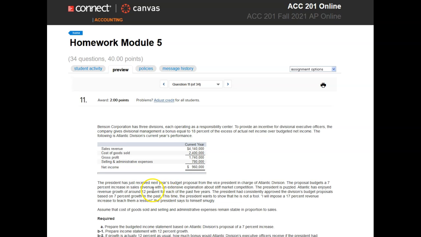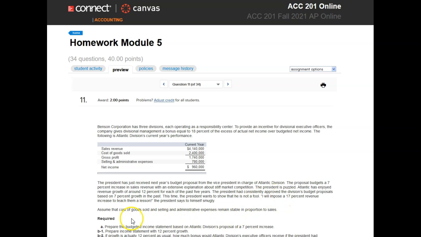Now it says that they're planning for the next year, and the president just received next year's budget, and the proposal says a 7% increase in sales revenue, and so forth. But the president looks at this and says, well, we've always received like a 12% increase year over year in sales and so forth, at least for the past 5 years. So the president this year says, I'm not going to go with the 7%. I think I'm going to impose a 17% increase instead of 7%.